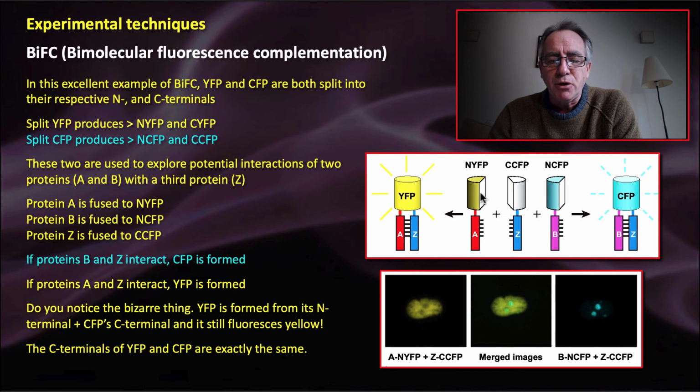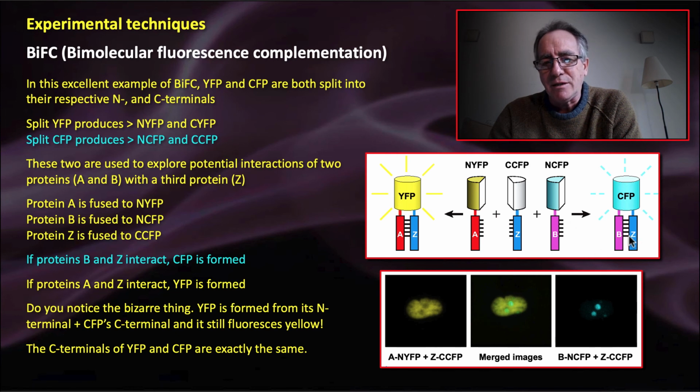You don't need to put the C-terminal of YFP in, because if the N-terminal of the YFP protein fuses with the C-terminal of the CFP protein, that gives yellow fluorescence. So if A and Z interact, like they're doing here, you get yellow fluorescence, even though half of this molecule is the C-terminal domain of the cyan fluorescent protein, you get the yellow. That picture there is the merge of the two things.